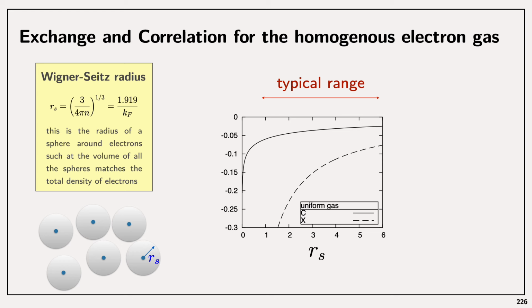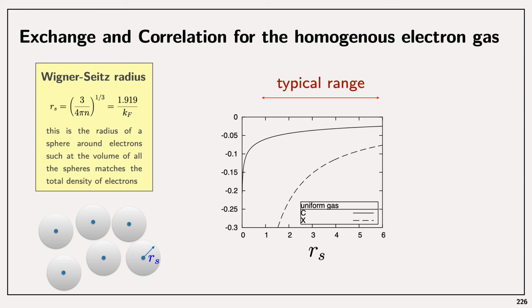So in this plot, the x-axis is rs, which is the Wigner-Seitz radius. Basically, the Wigner-Seitz radius is the average size of a sphere that contains one electron in the system. So that's basically the difference between a dilute system versus a high density system in LDA, for example. So this is the result for the uniform gas.